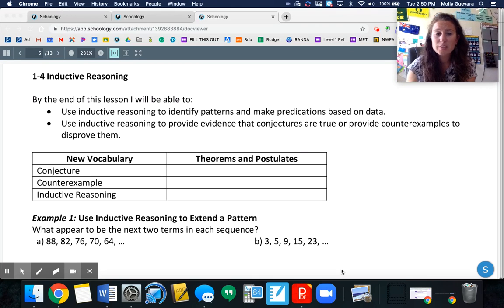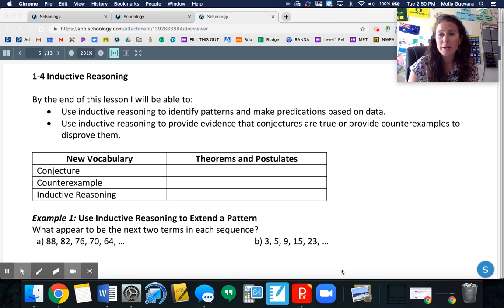Two objectives for the lesson today. By the end of this lesson, you should be able to use inductive reasoning to identify patterns and make predictions based on data. So if you see a pattern, what do you think is going to happen next? And then the second objective is to use inductive reasoning to provide evidence that conjectures are true, or provide a counterexample to show that they're not true, to disprove them, okay?